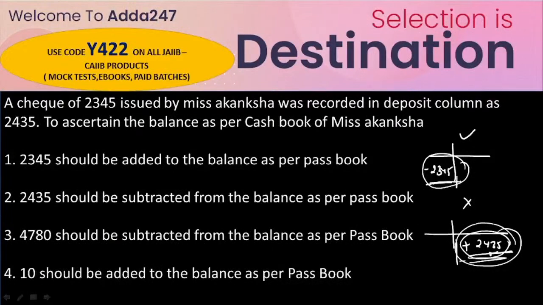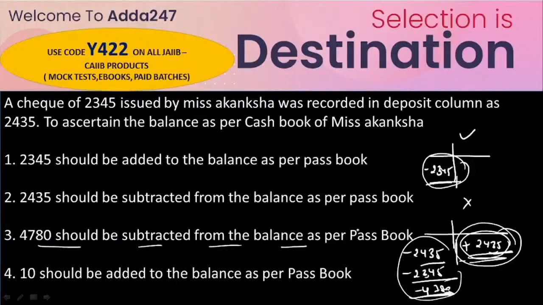So if you're talking about this, that is 2,435, first just subtract this, and after that subtract this, that is 2,345. Just calculate this and you will get the answer, that is 4,780 rupees should be subtracted from the balance as per the passbook. So that would be the answer. I hope it is now clear for everyone.